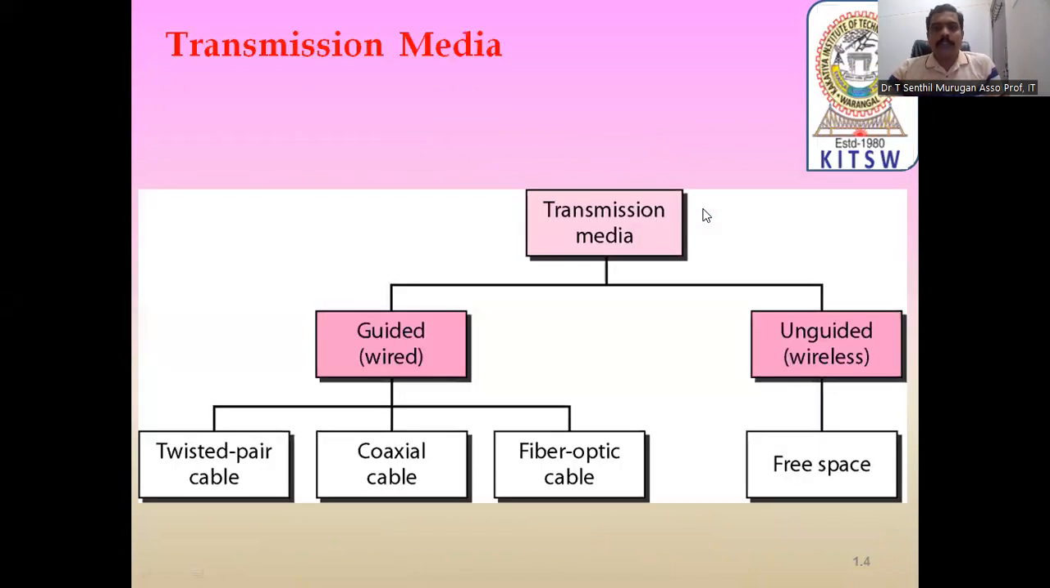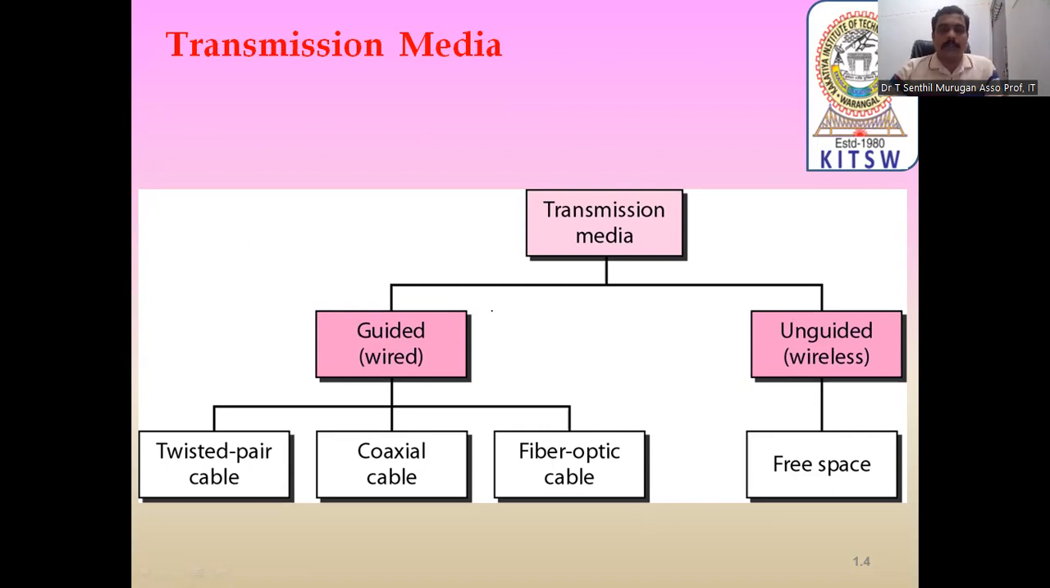Okay. So the transmission media is categorized into two categories. One is guided media, another one is unguided media. Wired communication is considered guided media, and wireless communication is considered unguided transmission medium. In guided media, we use different types of cables: twisted pair cables, coaxial cable, and fiber optical cables. In this lecture, we are going to discuss only this part, guided media.